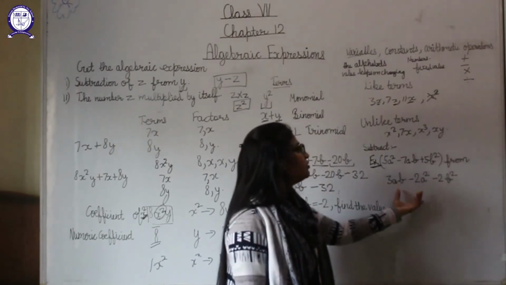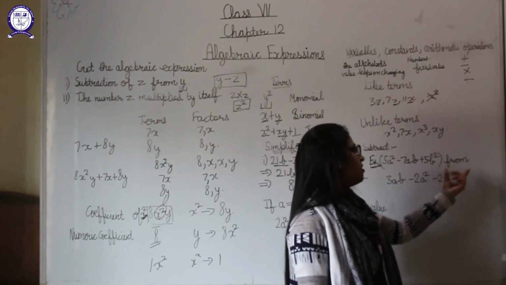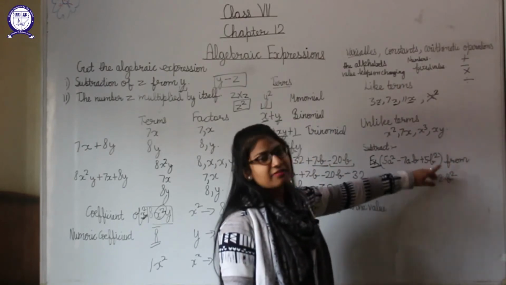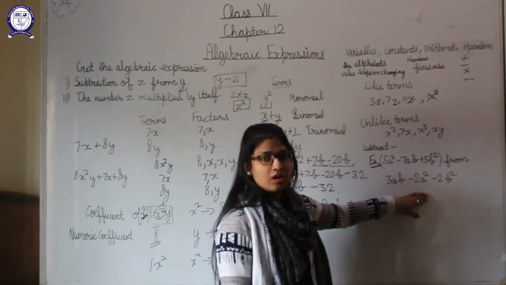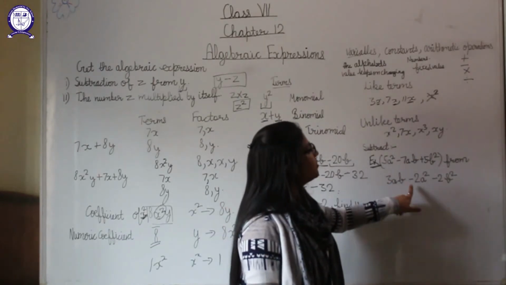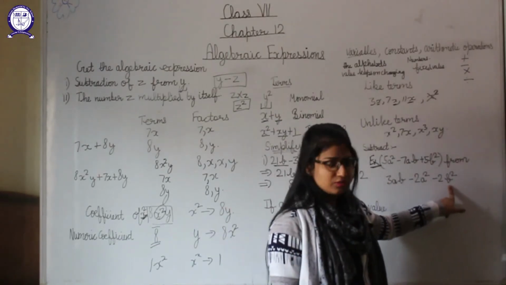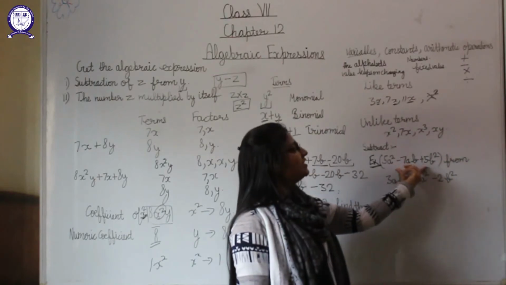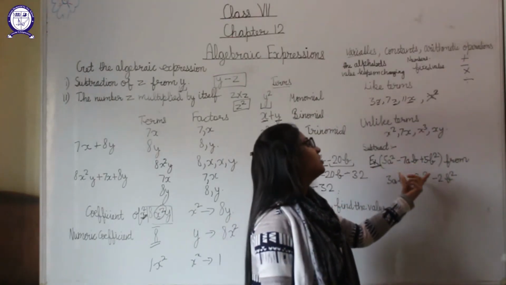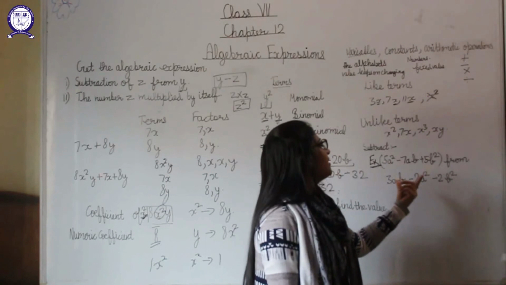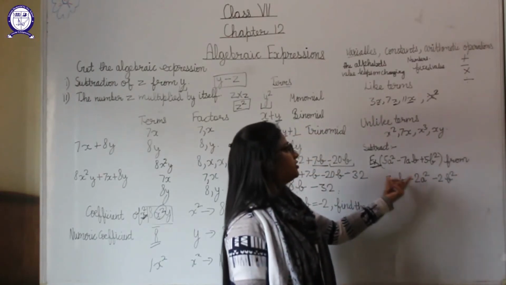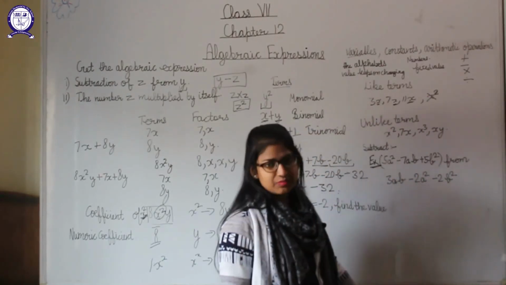Okay, we know students that whenever there is the word from, the terms which are after the word from will be written upwards. So here 3ab minus 2a square minus 2b square should be written first, then we will write these three terms downwards. And for that, students, we will combine the like terms here also.